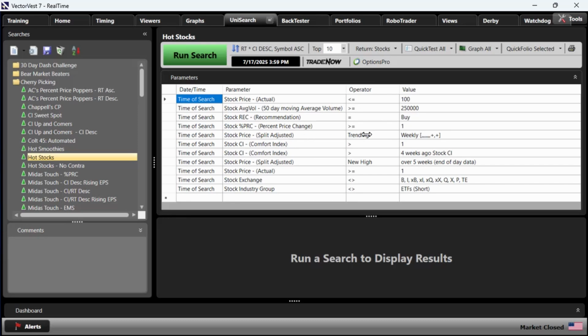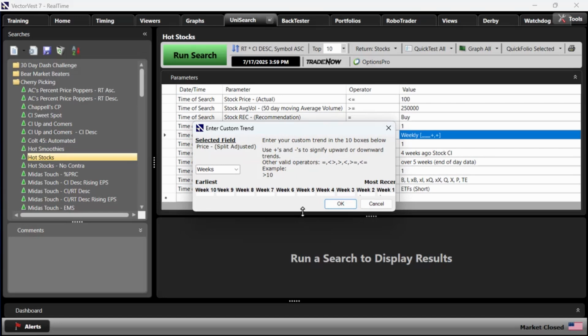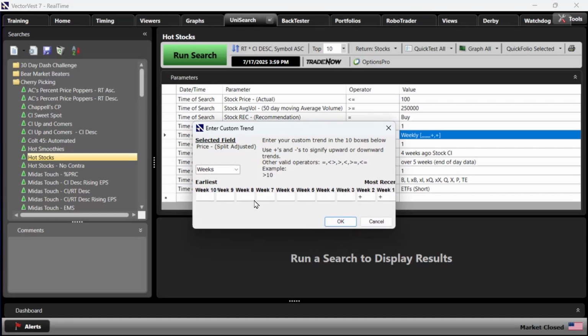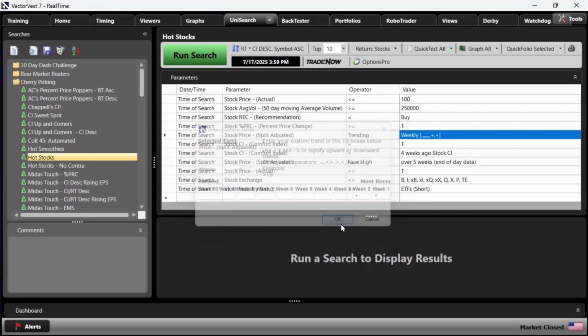Price, split adjusted, trending, weekly, plus plus. What does that mean? That means we want the stock's price to have gone up each of the last 2 weeks. If I click on that, go to custom, kind of see the custom window here. We're looking weekly. By the way, each week is a Friday. So we're looking Friday compared to the previous Friday, compared to the previous Friday, and so on. And over the last 2 Fridays, we want the price to have been higher than the previous Friday.